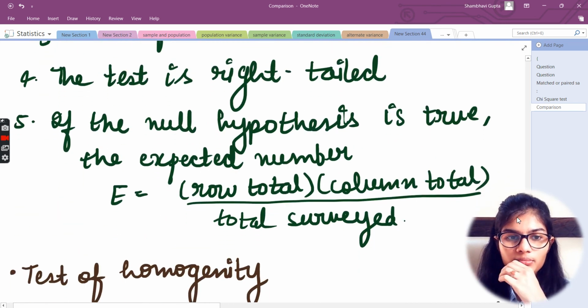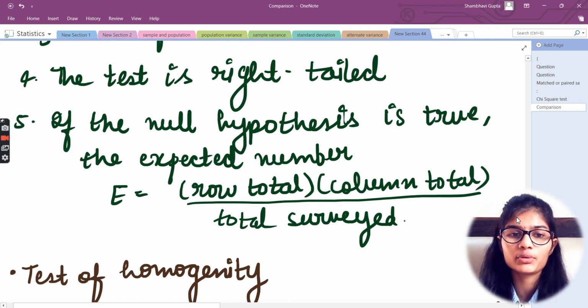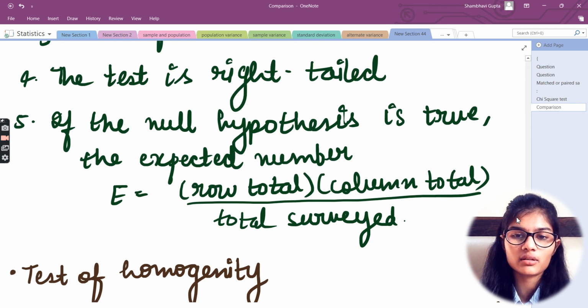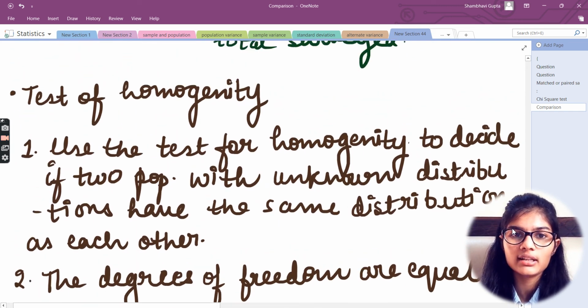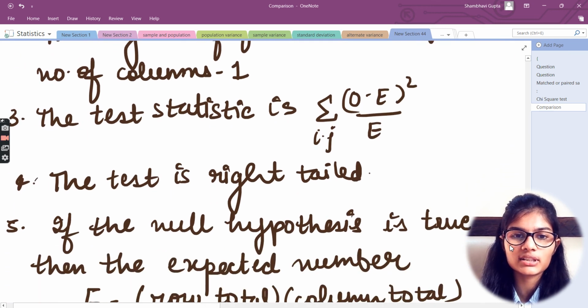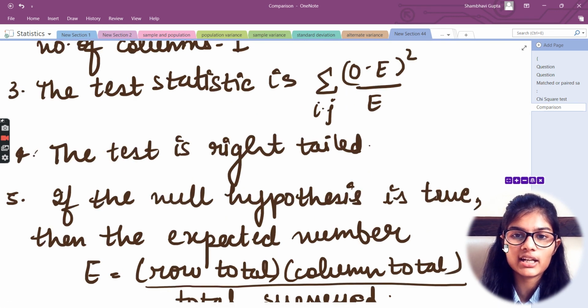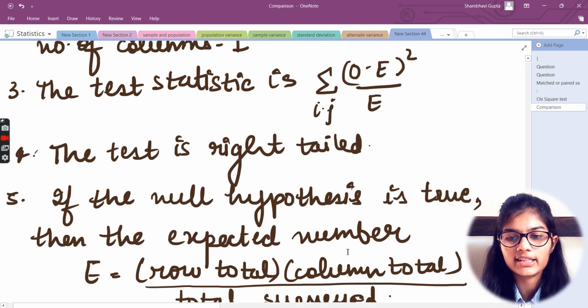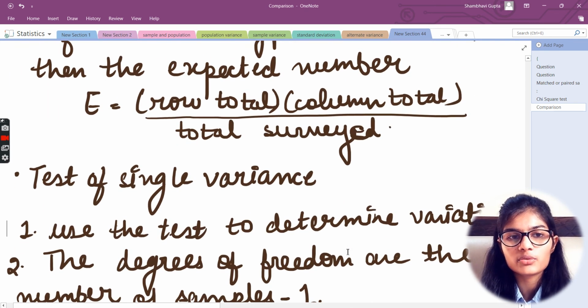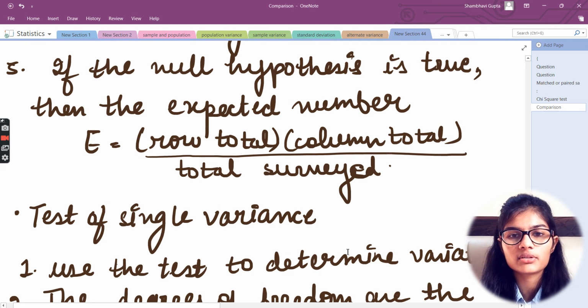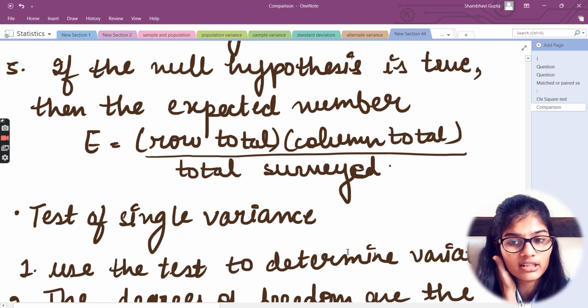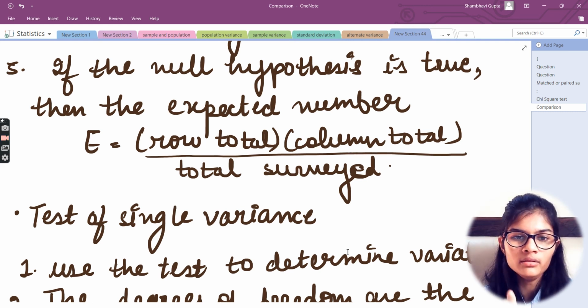Regarding the null hypothesis, if the null hypothesis is true, then the expected number is E equal to row total times column total divided by total surveyed. Then we have the test of homogeneity. In that case the test statistic is sigma over i times j of (O minus E) whole squared divided by E. If the null hypothesis is true, then the expected number is E equal to row total times column total divided by the total surveyed.